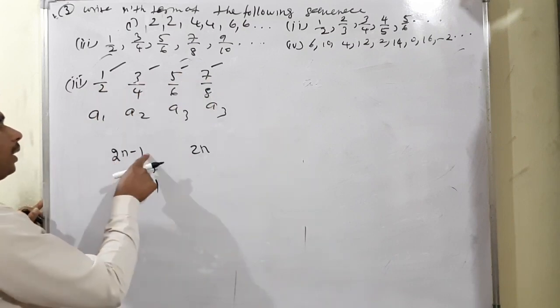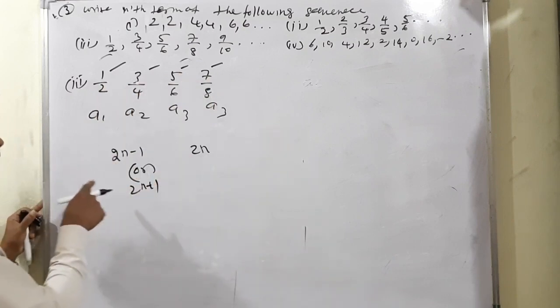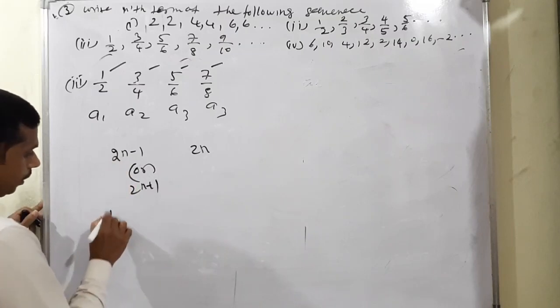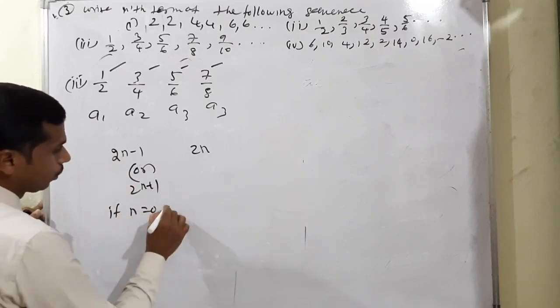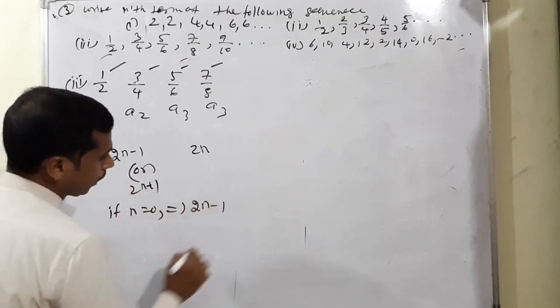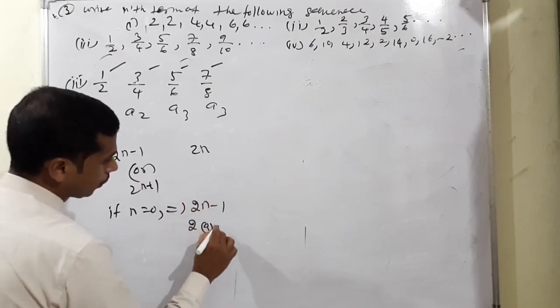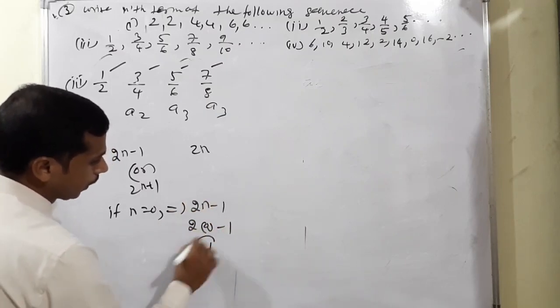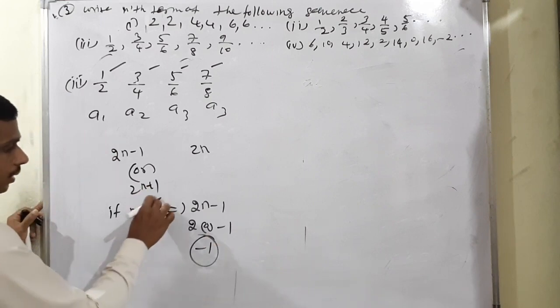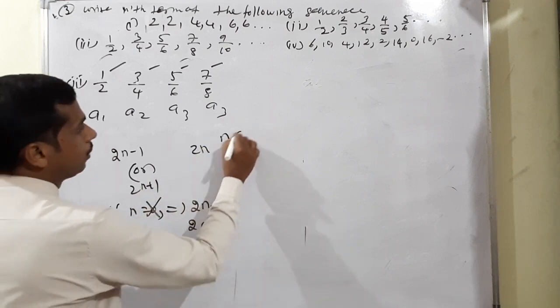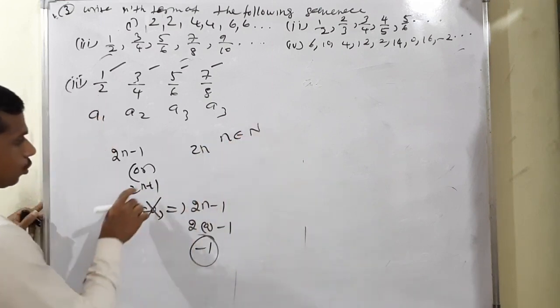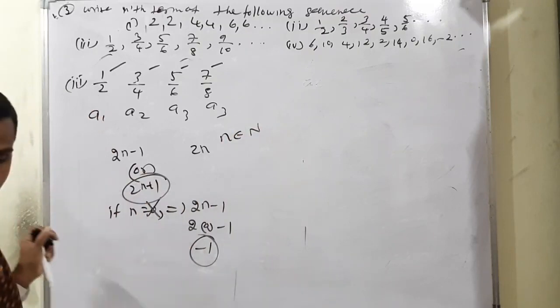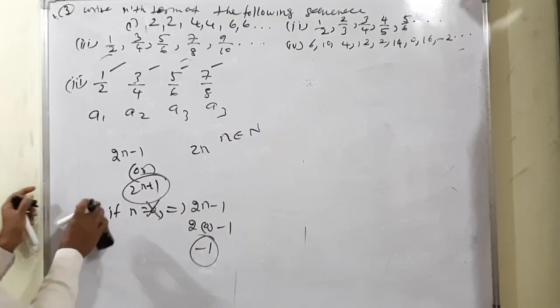So, 2n minus 1. If you take n equal to 0, what will happen? 2n minus 1 means 2 into 0 minus 1 will come. Therefore, the answer will be minus 1. But n equal to 0 is not possible. Why? n belongs to natural numbers, so take 2n plus 1, then only it will be easy. Natural numbers start with 1, no?